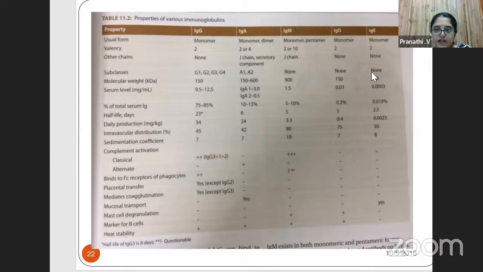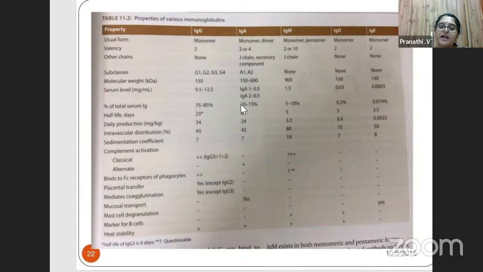Then you have different kinds of subclasses. The most important ones are in IgG, which include IgG1, G2, G3, and G4, so you have 4 subclasses. IgA has A1 and A2 subclasses, whereas M, D, and E do not have any other subclass. And when it comes to molecular weight, you will see that IgA and IgM have the highest molecular weight, depending upon their monomeric, dimeric, or pentameric forms.